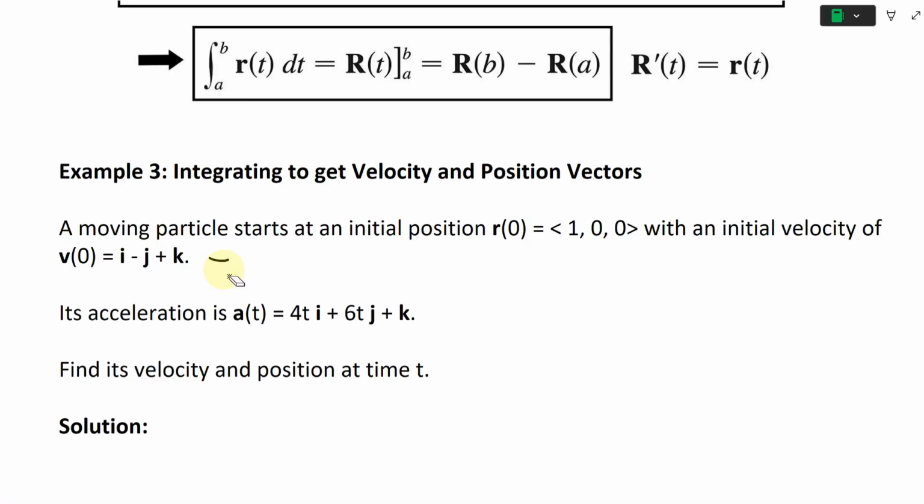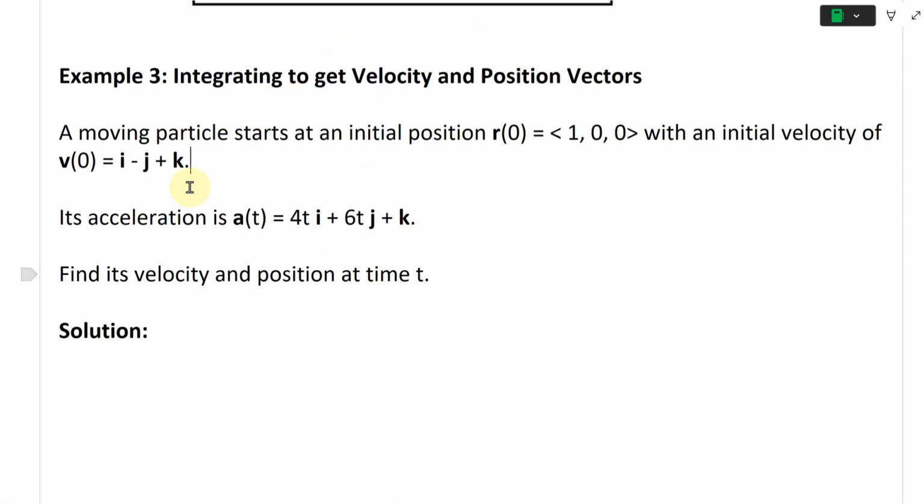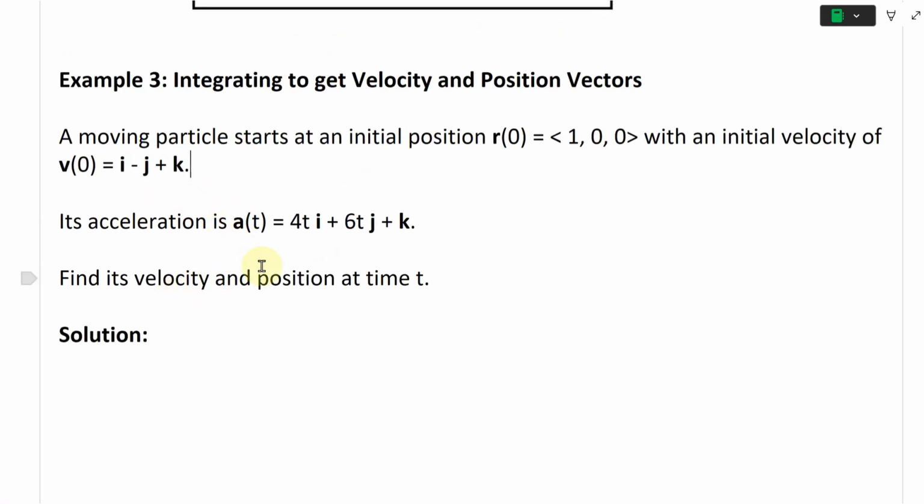It's pretty straightforward. All right, so its acceleration is given by a of t equals 4t i plus 6t j plus k. And now we're asked, find its velocity and position at time t. All right, so let's take a look at the solution. We were given the acceleration, and now we're going to move backwards. We're going to get the velocity and position.